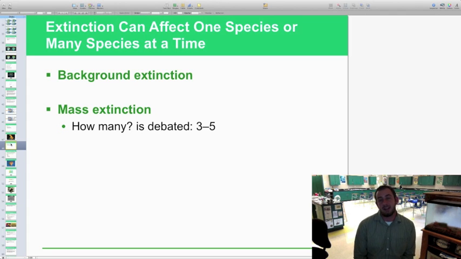Mass extinction, on the other hand, is where a large number of species get annihilated, usually because of catastrophic events. Science thinks that about 3 to 5 catastrophic events have happened in the Earth's history that caused major mass extinctions, the dinosaurs being one of those. That is just one example of a mass extinction.